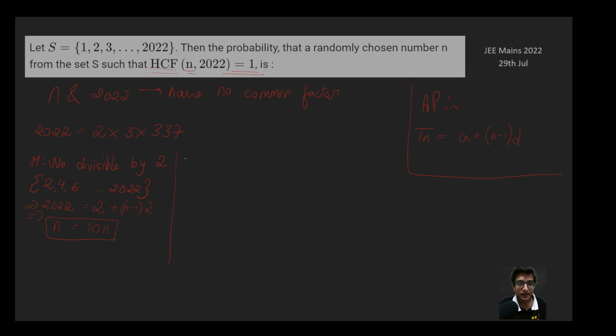Now let us find out another set. Let's call it N. It is numbers divisible by 3. So what are these numbers going to be? 3, 6, 9 up till 2022. Now if I again use the arithmetic progression formula to find the number of terms in this set, 2022 equals 3 plus (n minus 1) into d. Our common difference now here is 3, and upon calculating, n comes out to be 674.